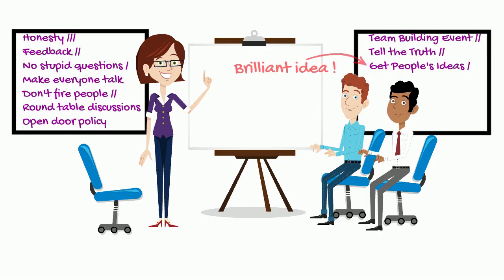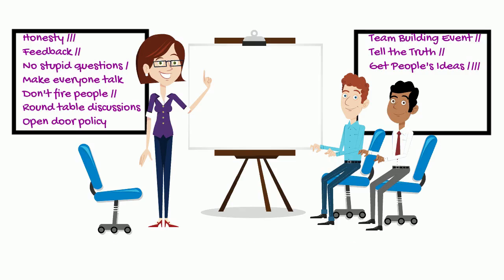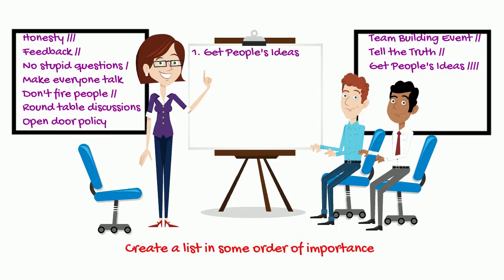For example, a brilliant idea may have been posted toward the end and there might be only a few check marks of agreement. If the members of the original group believe the idea is worthy of being presented to the larger group, then they can make certain this happens by adding more check marks to it. The idea is to have a list in some order of importance that is composed of discrete issues that need to be addressed.